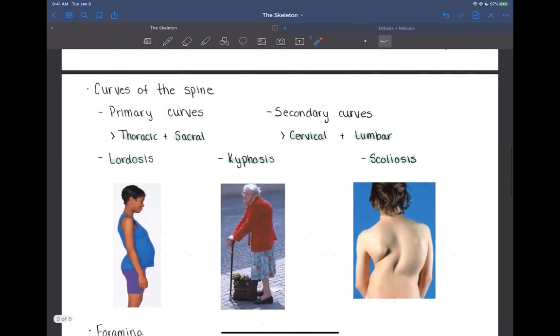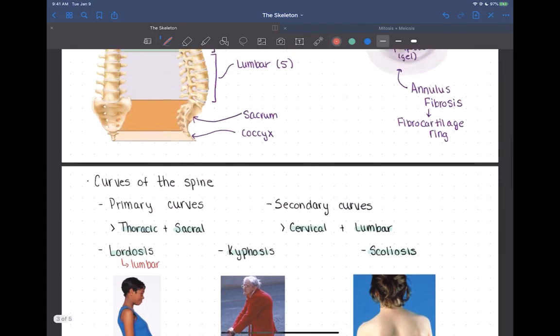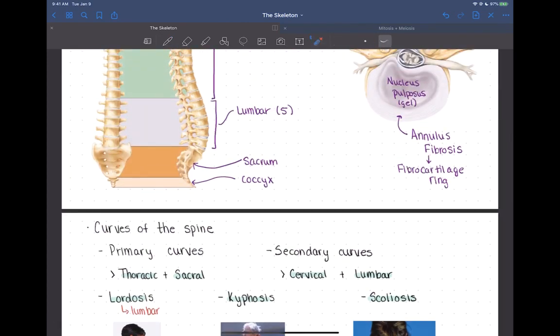And then I'm sure you're aware there are irregular curvatures to the spine. The spine can develop irregular curvatures, and you should know three of them. The first one is lordosis. Lordosis is an exaggerated curve of the lumbar spine. All spines should have a certain degree of lordosis, but it can become drastic and exaggerated, and that's when it might become a medical concern. So lordosis would be an exaggerated curvature of the lumbar spine.